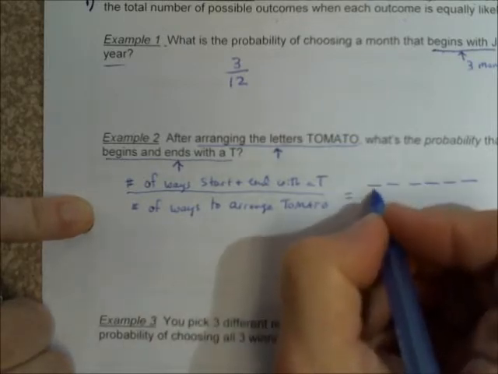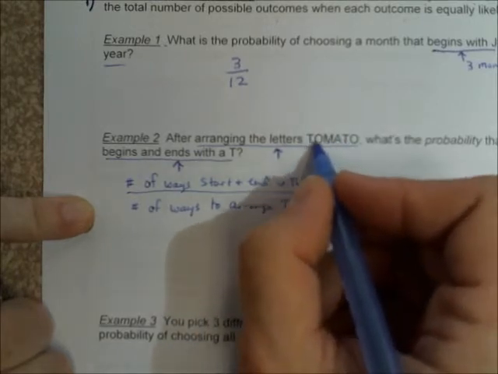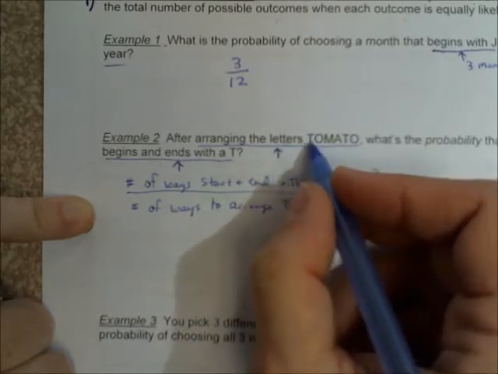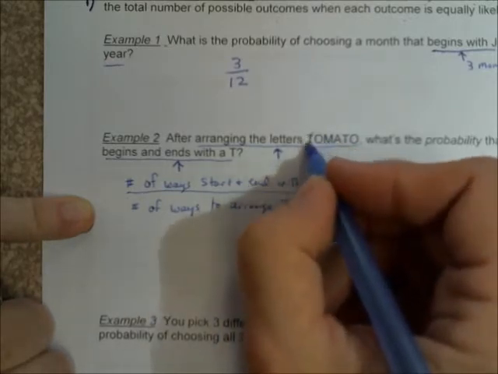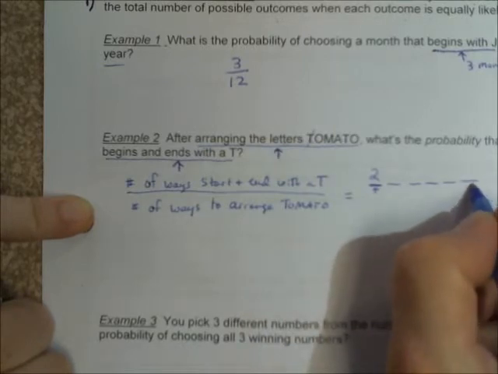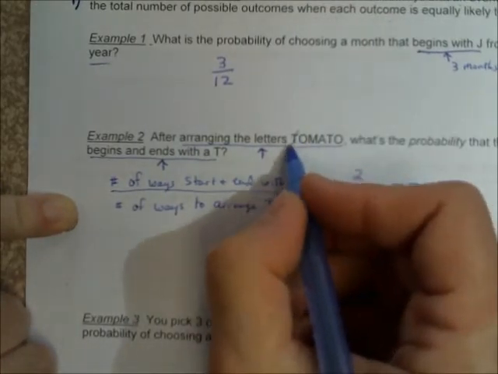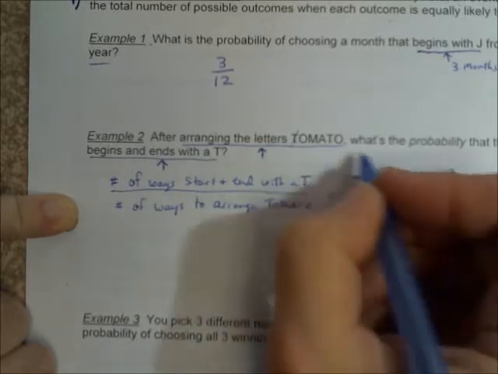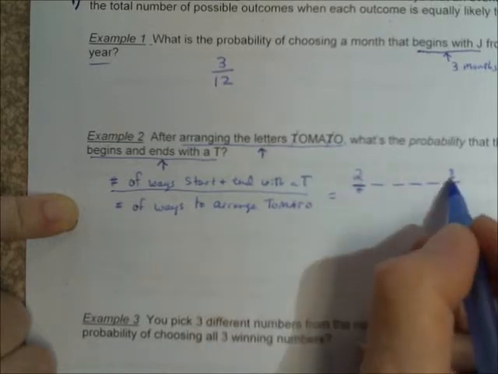Well, if it starts with a T, how many different ways? We have 2 different letters we could choose from. So we're going to put the number 2 here because we could either choose this T or this T and put it in the first position. So let's say we chose that T. Well, we have 5 letters left, but the other constraint we have is that the last letter also has to be a T. So once we get rid of that first T, we only have 1 choice of letters to put in the last position. So there's our constraint, start and end with a letter T, 2 different ways, 1 different way.